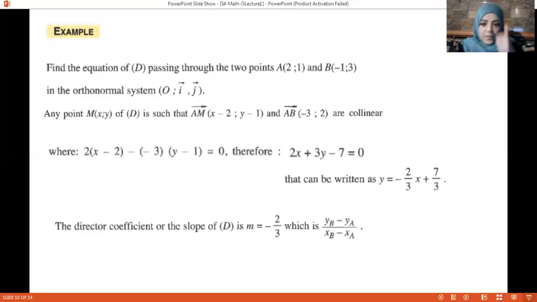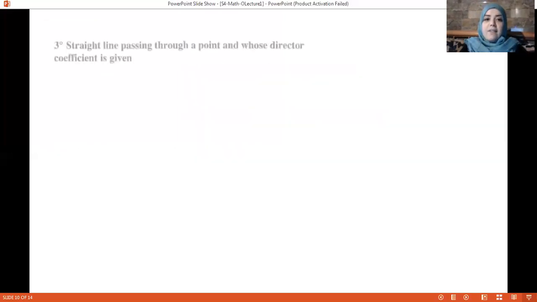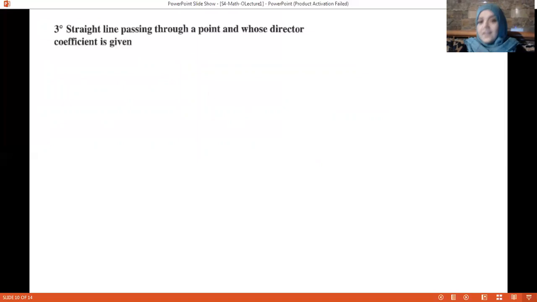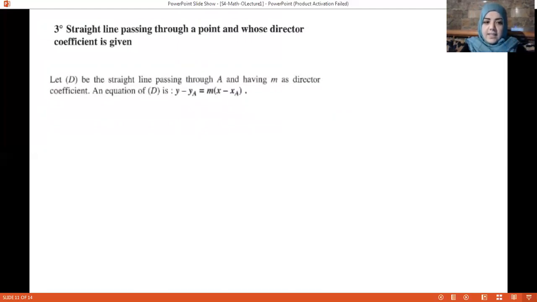Okay, so the first case, if I have a point and a directing vector. The second case, if I have 2 points. And the third case is much easier than those two: if I have a point and the directing coefficient or the slope. And this, you know how to do from last year, okay? This is the straight line D. That's how you do it: y minus ya equals m into x minus xa, and m is the slope or the directing coefficient.